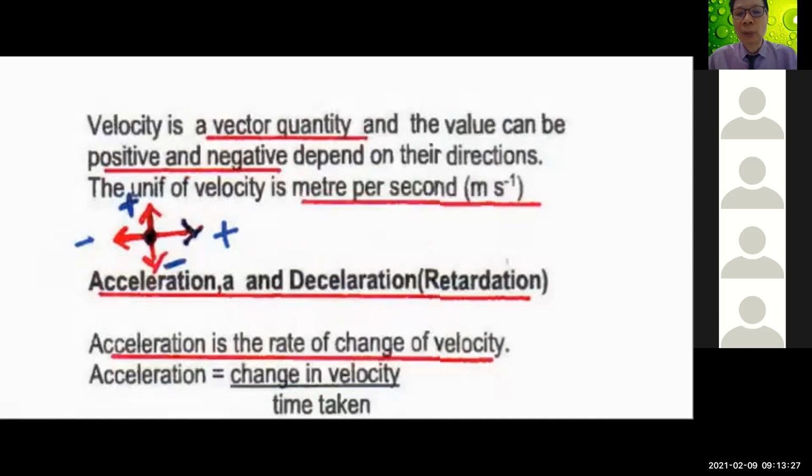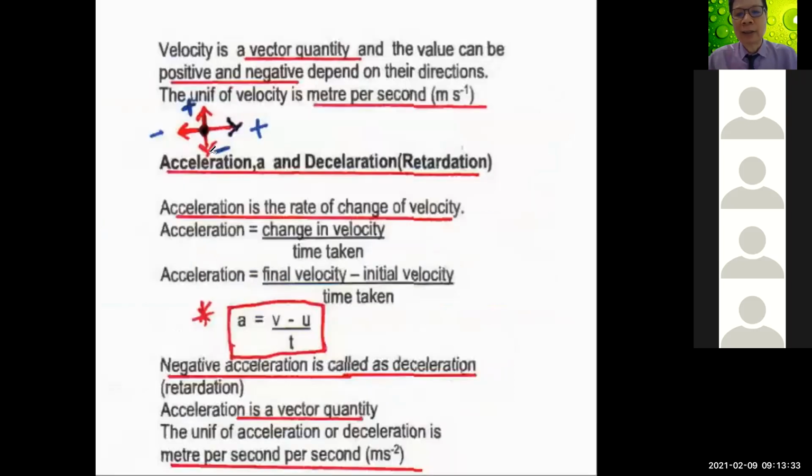One more we need to go through is acceleration and deceleration. Acceleration is a, and deceleration is the same, but the value is negative. That's all. The definition of acceleration, please highlight, is rate of change of velocity. So please keep this in your mind: speed is rate of change of distance, velocity is rate of change of displacement, and acceleration is rate of change of velocity, meaning how fast the velocity changes.